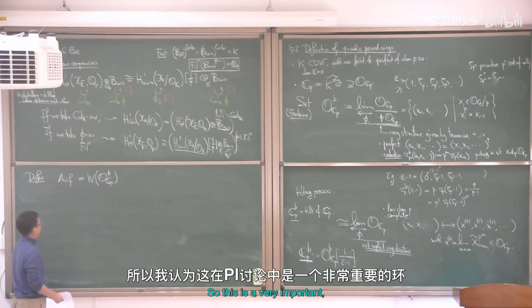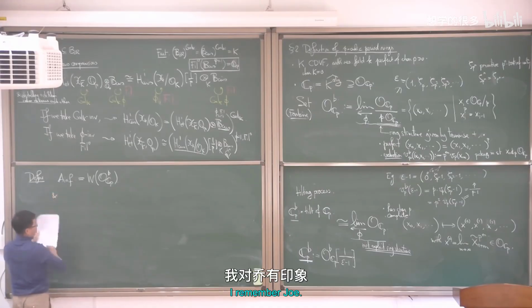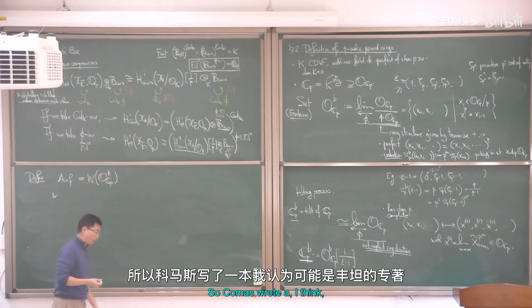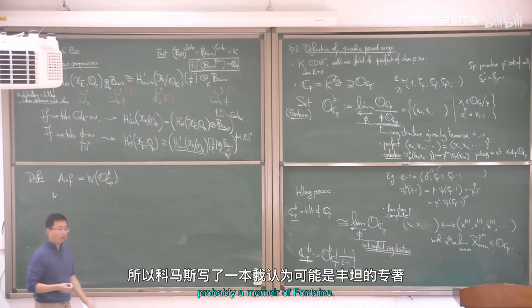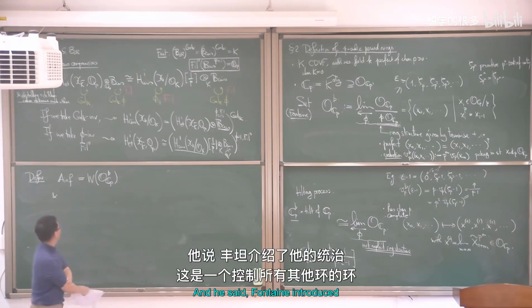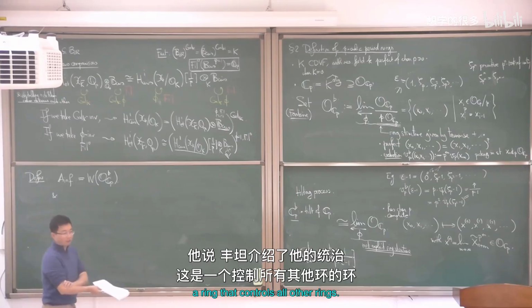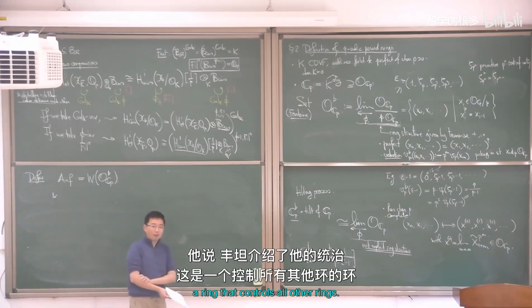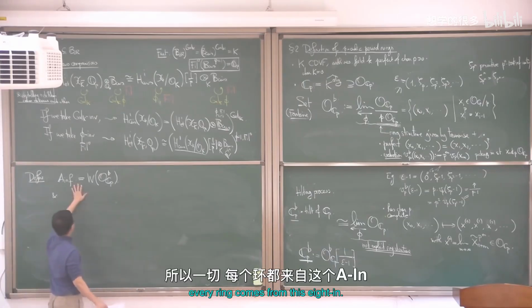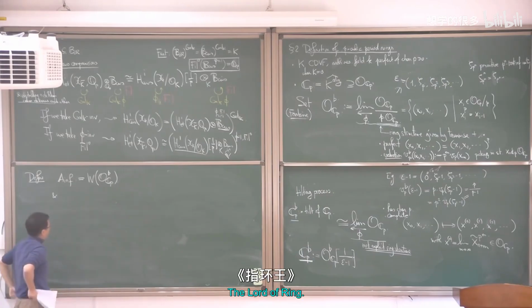This is a very important ring in p-adic Hodge theory. I remember a joke. Colmez wrote, I think, a memoir of Fontaine, and he said Fontaine introduced this ring A_inf. It's a ring that controls all other rings. So every ring comes from this A_inf. It's the Lord of the Rings.